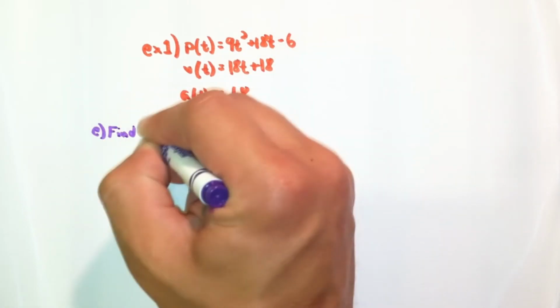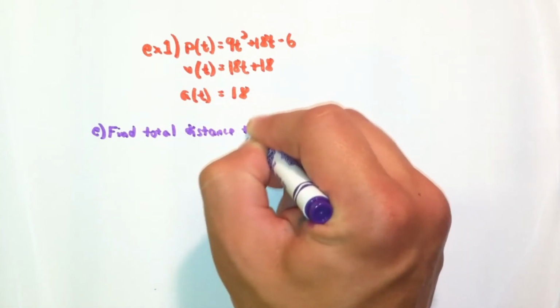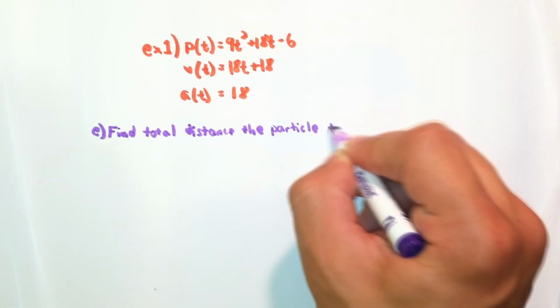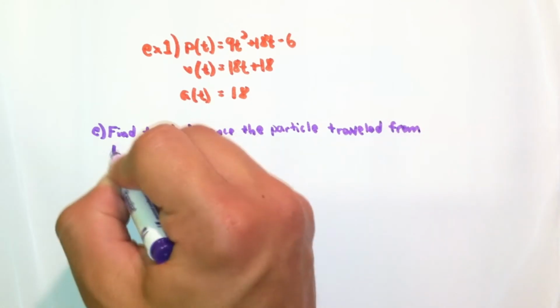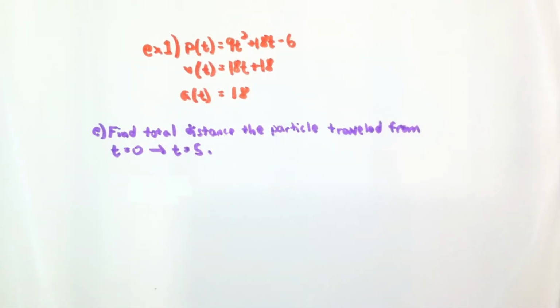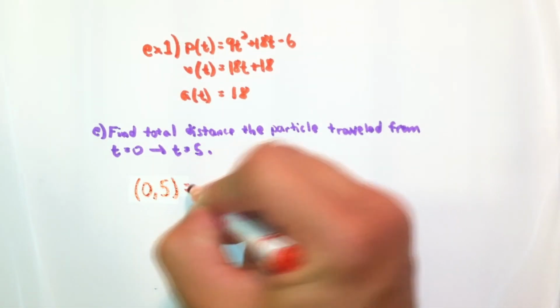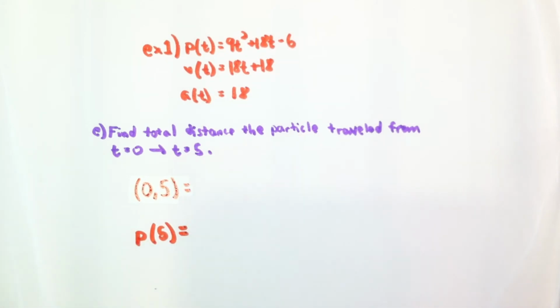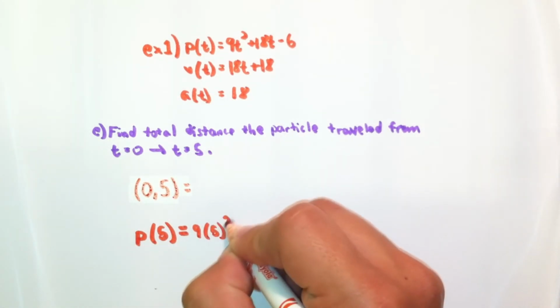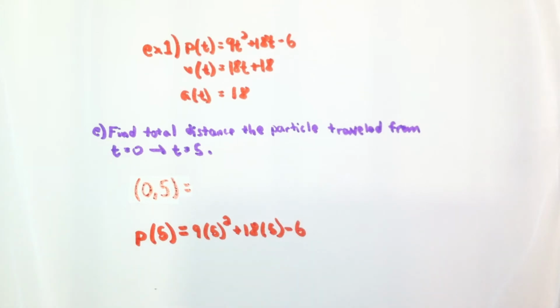Finally, part E asks us to find the total distance traveled by the particle from time 0 to time equals 5. All you do now is plug 0 into the position function and plug 5 into the position function, and then you add the numbers to get your total distance of 315 meters.